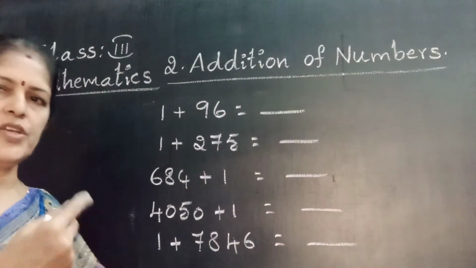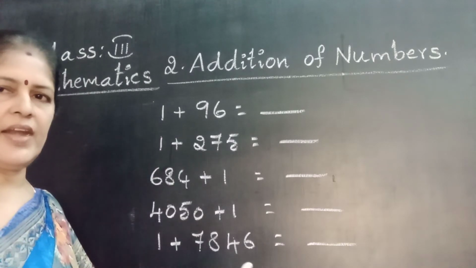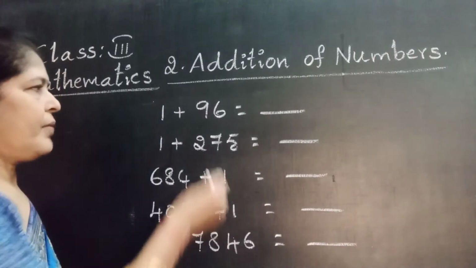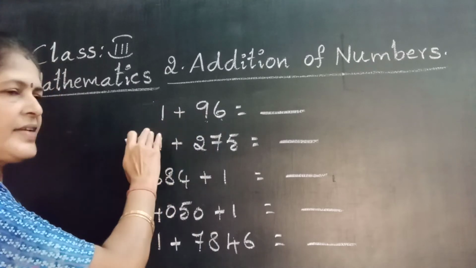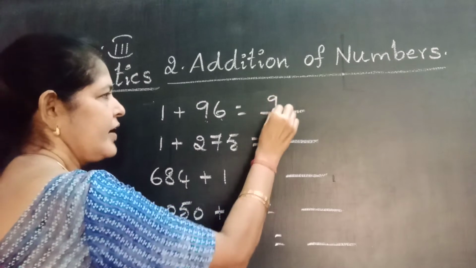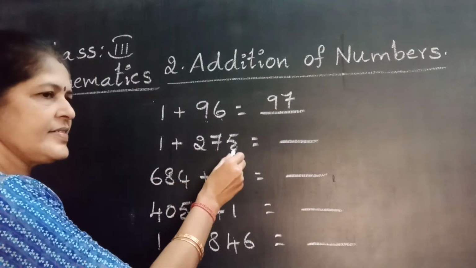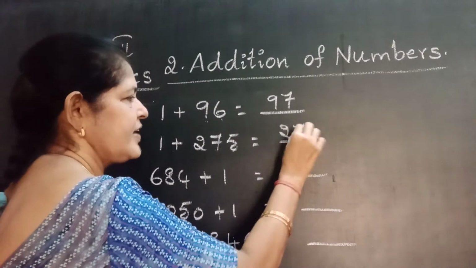Adding 1 to a number, we get the next number of the given number. Next number means the number after the given number. See, here the given number is 96. 96 plus 1 or 1 plus 96. What is the total? 97. Very good. 1 plus 275. Yes, 276. Very good.